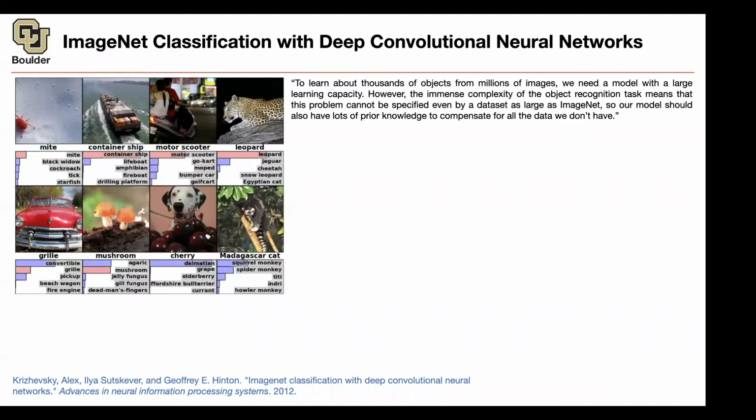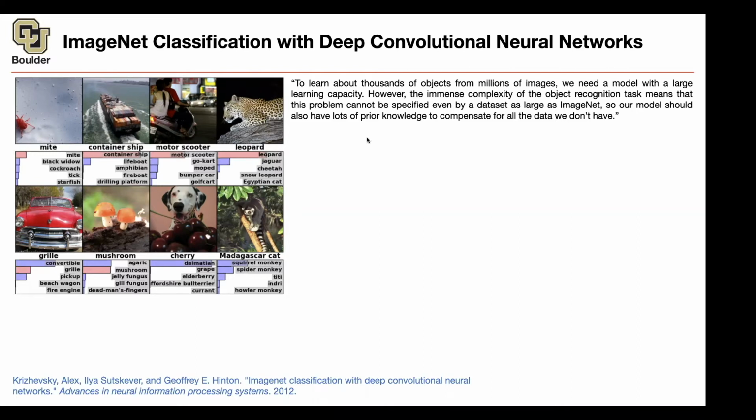It continues with saying, we need a model with a large learning capacity. That makes sense because you have millions of images. You need a model to be able to memorize your data. However, the immense complexity of the object recognition task means that this problem cannot be specified, even by a data set as large as ImageNet. So our model should have a lot of prior knowledge to compensate for all the data that we don't have.